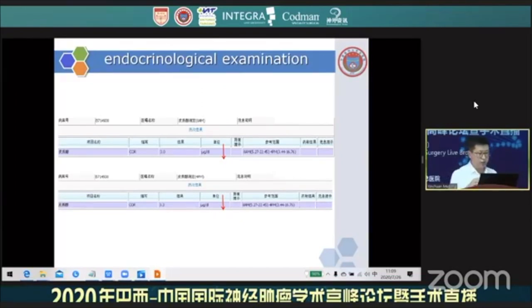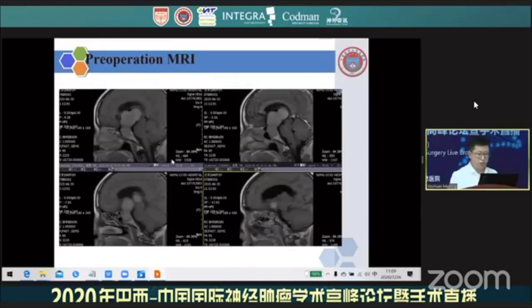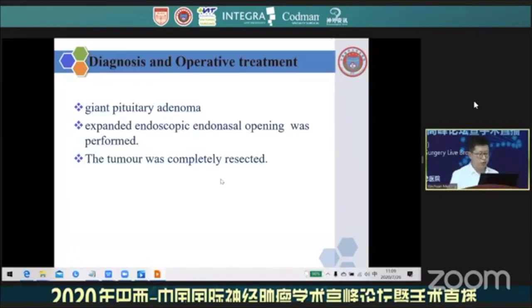And the endocrinological examination showed the cortisol was low, so we used hydrocortisone to improve it. And this is a pre-operation MRI. You can see the tumor was so big, and it grew into the third ventricle. So the diagnosis is a giant pituitary adenoma, and expanded endoscopic nasal operation was performed.